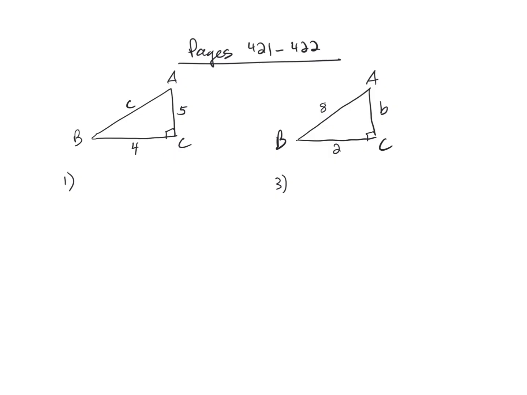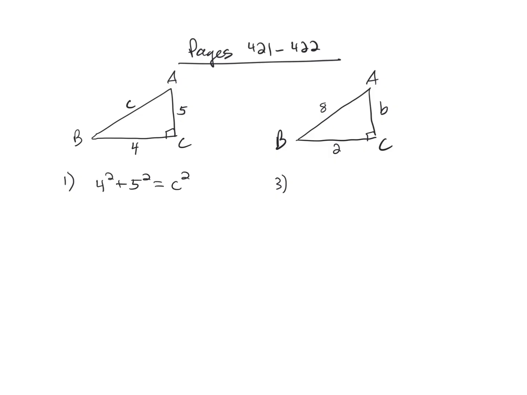So for the problems that we have, I wanted to set up both of these for you because in the first triangle, what we're trying to find is the hypotenuse. So we would say leg squared plus leg squared equals hypotenuse squared. And we would solve it from there.